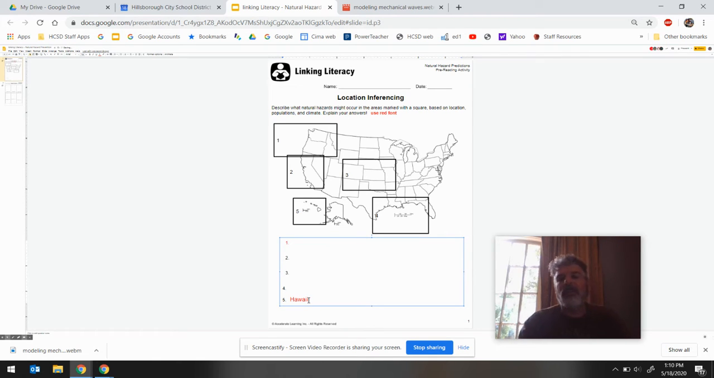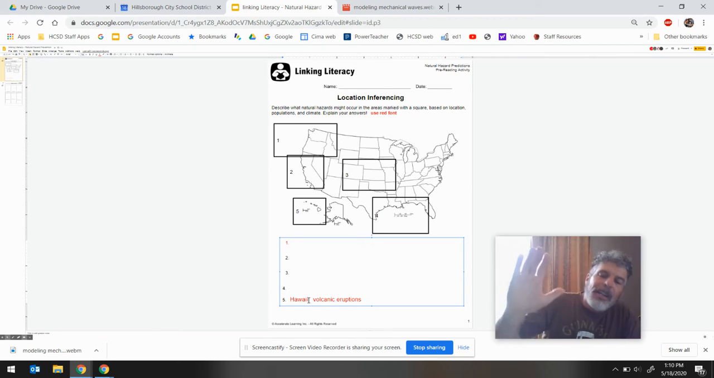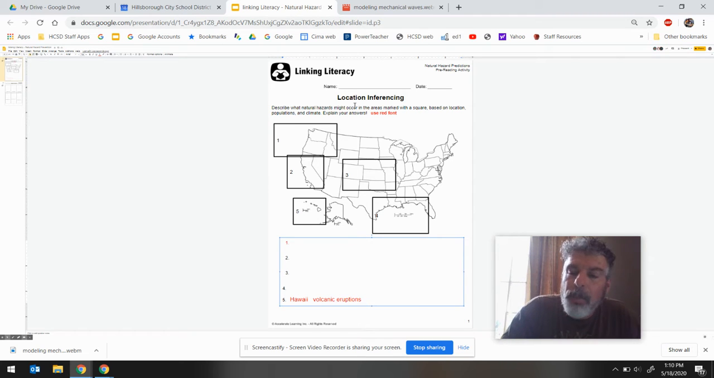So in Hawaii, I'm going to think about all the different natural disasters that can occur in Hawaii. Number one natural disaster that's going to be occurring in Hawaii for sure is volcanism. Volcanoes. Now, how do I know that? Last week we were talking about hot spots. That's one thing. And then you read it in the book. This is called linking literacy. The idea is that you read the book and then you answer the questions after you read the book.